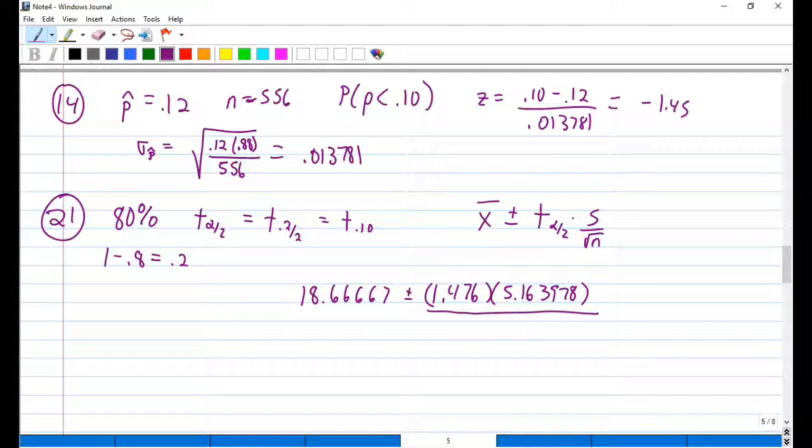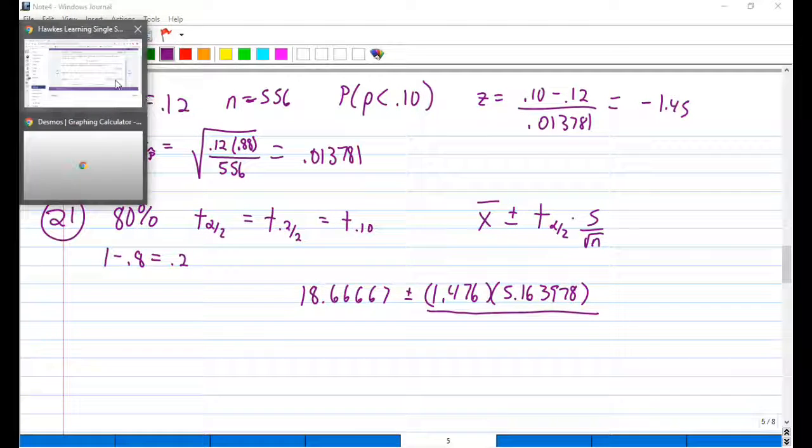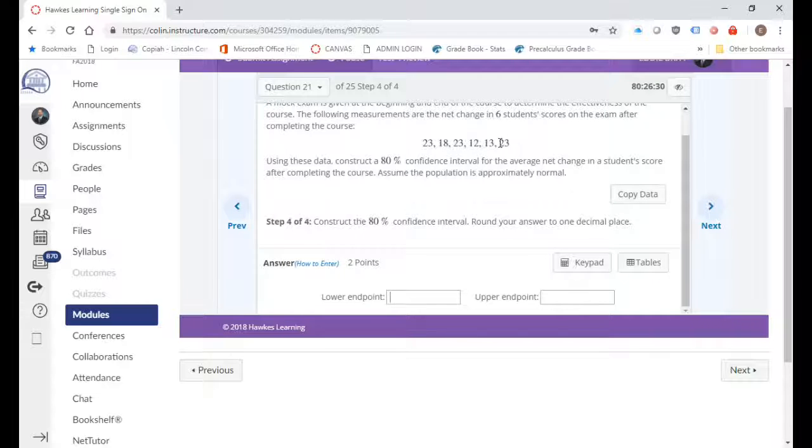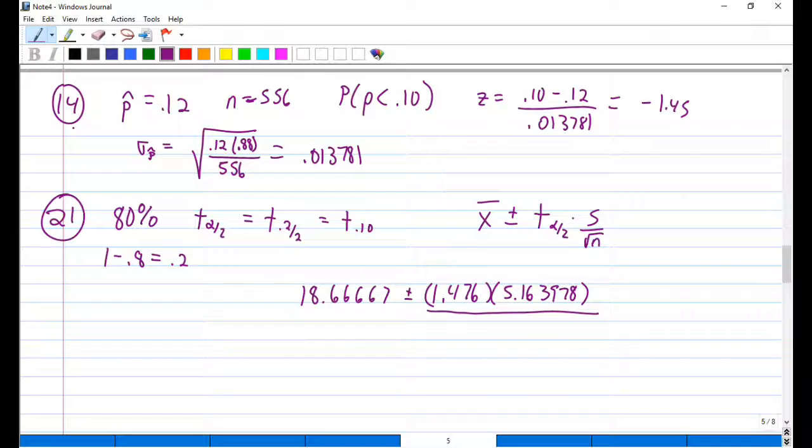Now, n is the number of items that I had. Remember, degrees of freedom was n minus 1, so it was 5. Well, n was 6, because I had 6 scores. All right, so I'm going to divide that by the square root of 6. Now, do this math, add and subtract it, and when you round, your lower endpoint is going to be 15.6, and your upper endpoint is going to be 21.8. All right, those are your two answers that you should get.